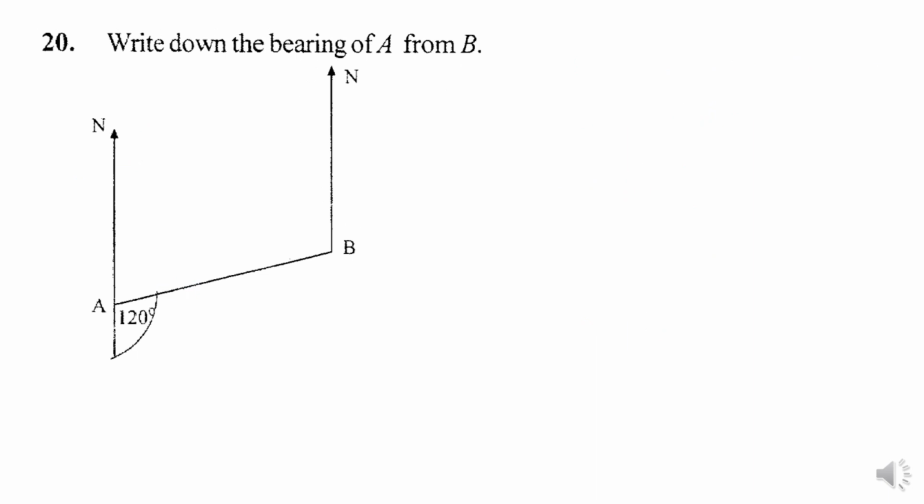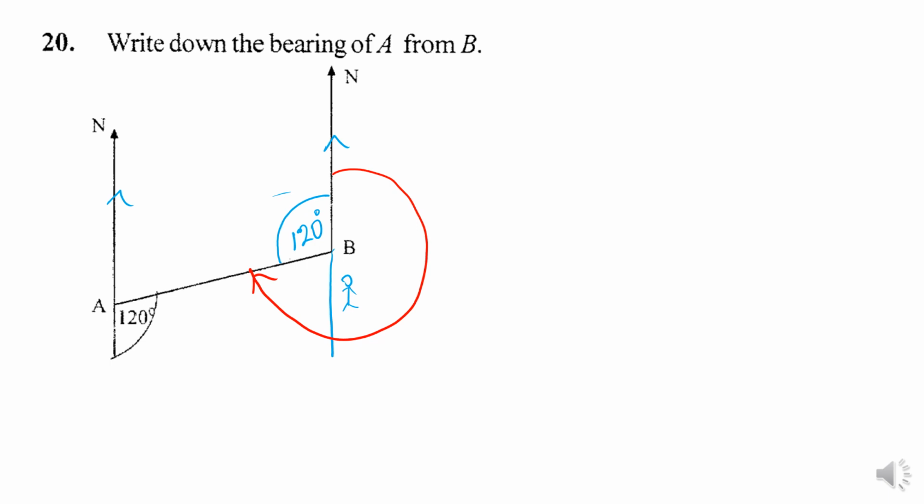And write down the bearing of A from B. Bearing of A, that means you have to find the angles here. From B, that means you are here, and you have to find the bearing. The bearing means that these are parallel. This is north and this is also north. This should be parallel, and these two are alternate angles. This should also be 120 degrees, and we measure the bearing clockwise from north, and we calculate something like this.